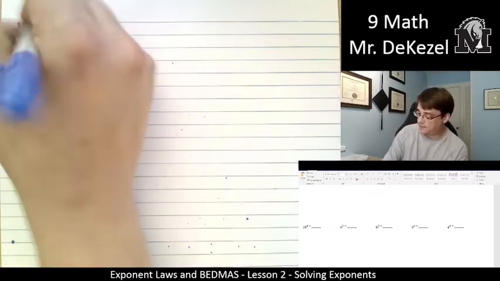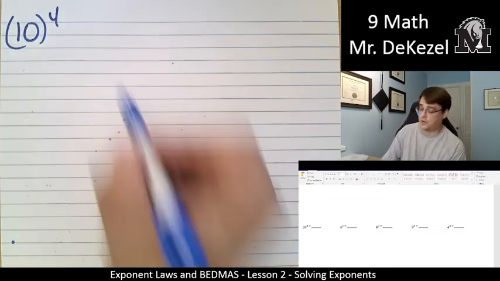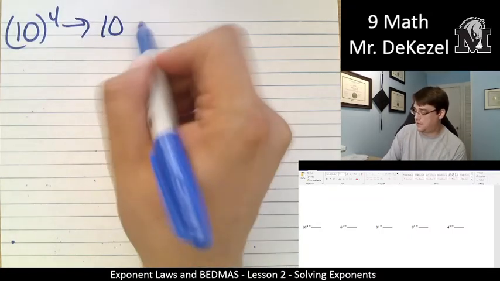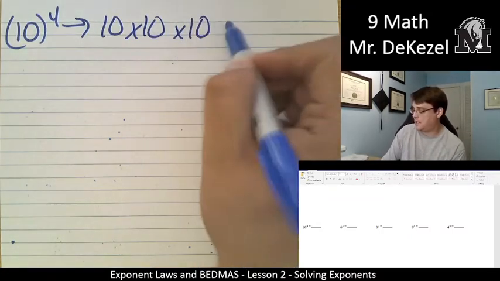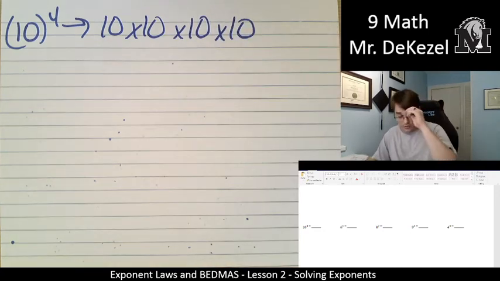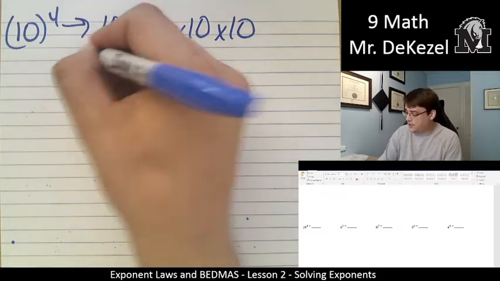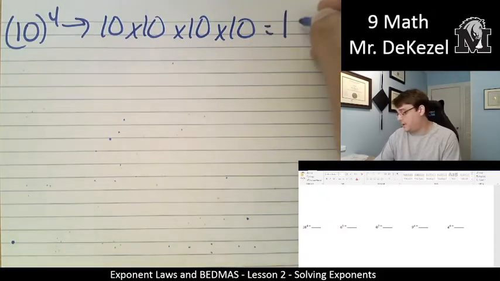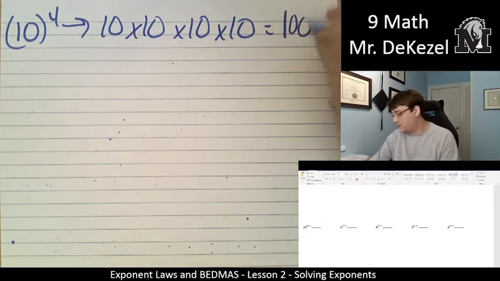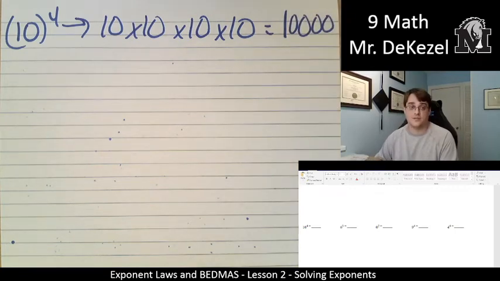We have 10 to the power of 4, which is 10 times 10 times 10 times 10. And I just know when I'm multiplying 10 by itself, it's going to be that many zeros. So this is all equal to 1 and 4 zeros. 1, 2, 3, 4, 10,000 will be our answer for this one.